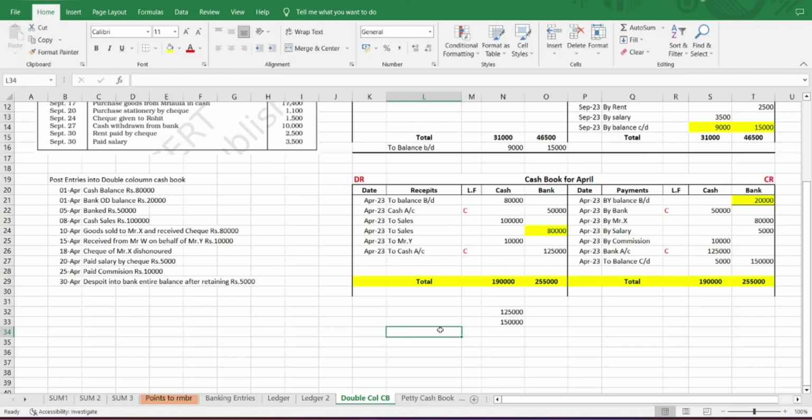We studied that if the check is received, we have to check whether the check is deposited into the bank on the same day or later date, and if it is deposited on a later date, we have to make the entry on that particular date. And if the check is dishonored, we have to balance our account and remove that particular amount from our double column cash book, because if we don't remove it, we consider it as the amount is received and the balance may be improper. We may not get the correct outcome of our cash book. And at last, deposited into bank after retaining, we just kept 5,000 cash balance with us, and the entire balance we deposited into our bank account.